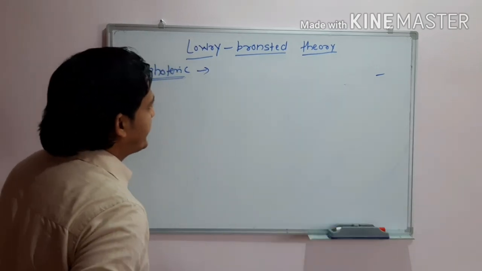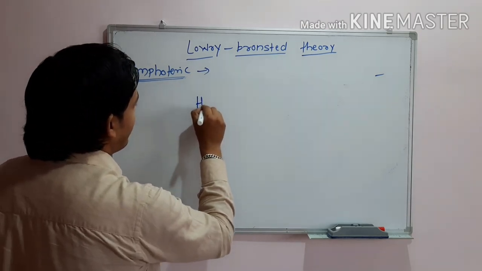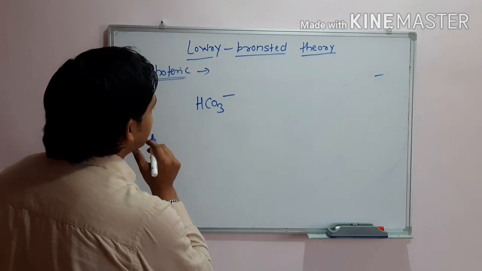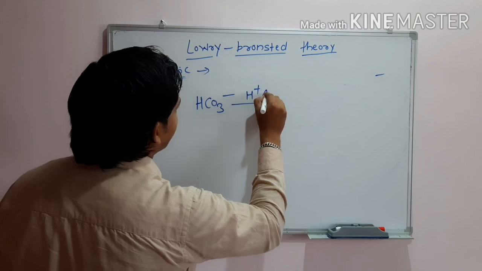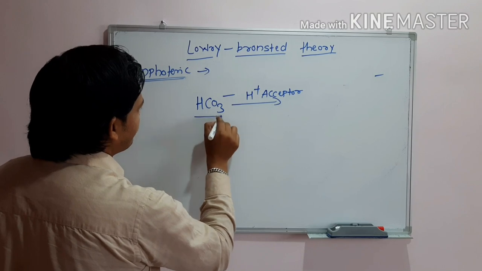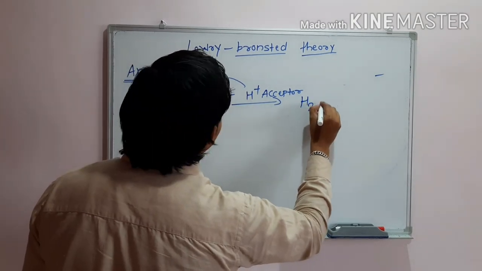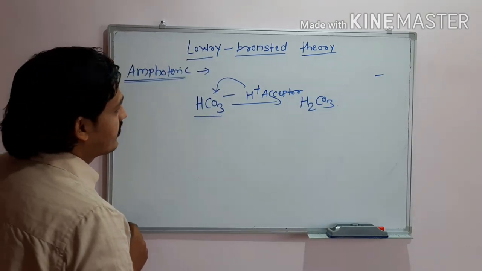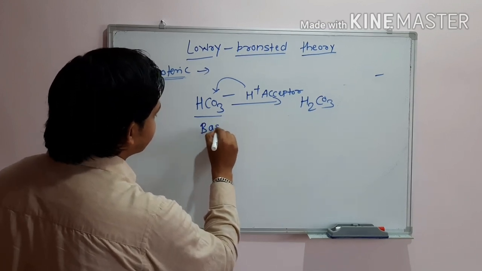So amphoteric, so I think HCO3-. So in HCO3-, let us consider that it accepts a proton, an H+ ion acceptor. So if HCO3- accepts a proton, it will form carbonic acid, I think, correct, H2CO3. Okay, then it acts as a base.